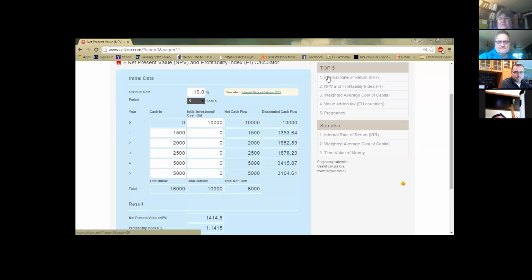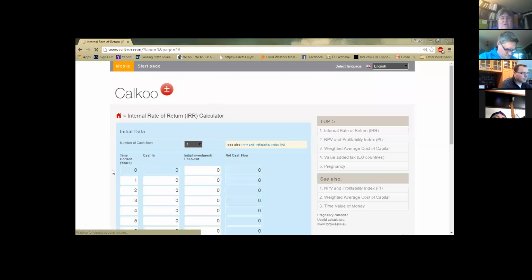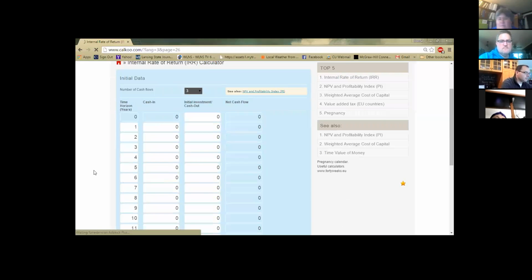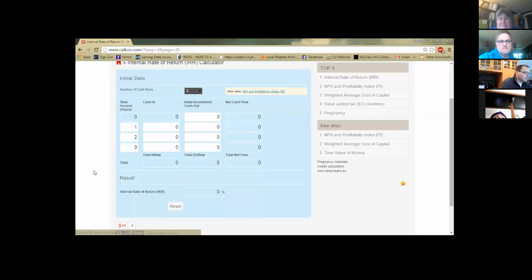We're going to look at internal rate of return, which does almost the exact same thing, except it actually tells you what your rate of return was, not just that it exceeded your minimum, but it will tell you what rate you're earning.